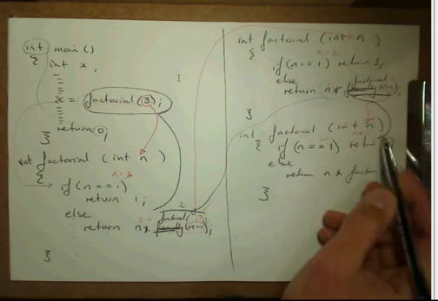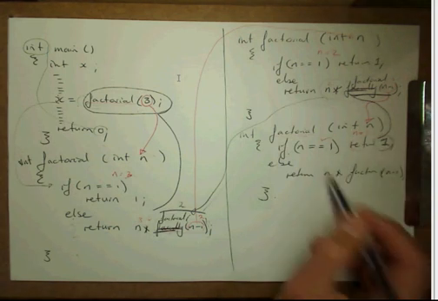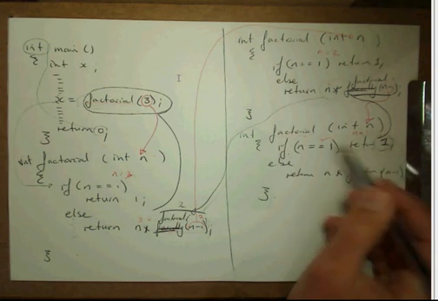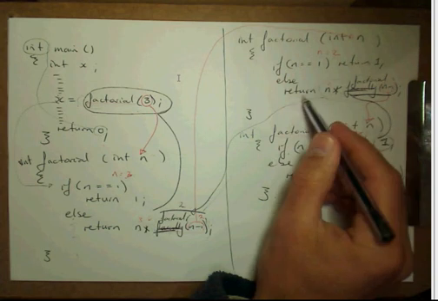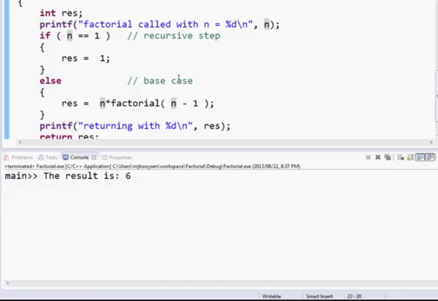And then that gets to this point and it returns 1. When it returns 1, it's going to print out "returning 1". Jumps back here, and then it'll print out "returning 2", etc. So let me quickly show you what happens.